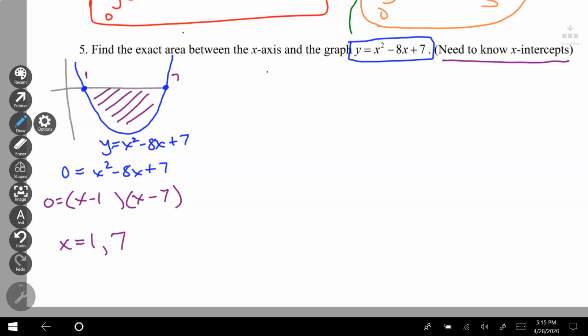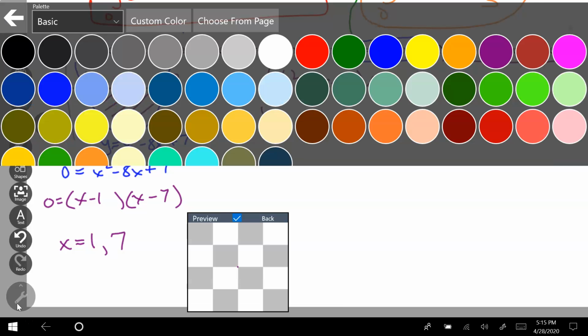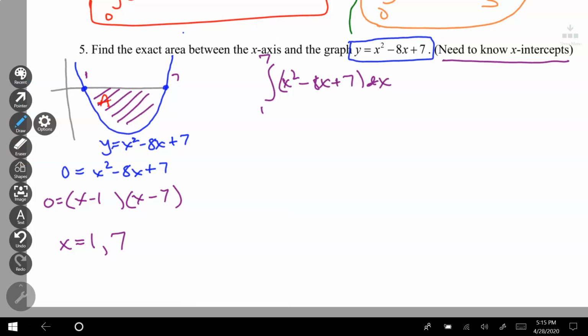So I'm going to do the integral from 1 through 7 of x squared minus 8x plus 7 dx, because what am I trying to find? I'm trying to find this area exactly. Ooh, it looks like it's below. My area is probably going to be negative. So 1/3 x cubed minus 4x squared plus 7x from 1 through 7. This is my antiderivative. Now I'm going to plug in 1 and 7.